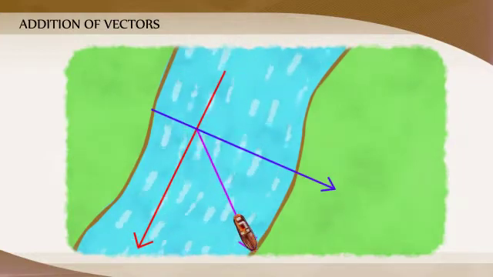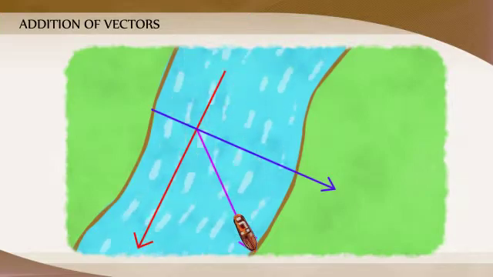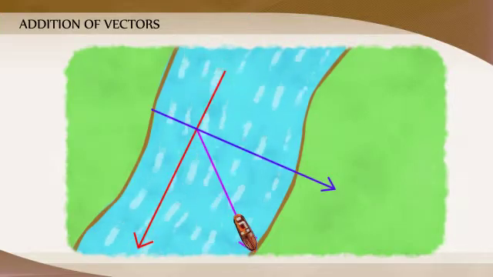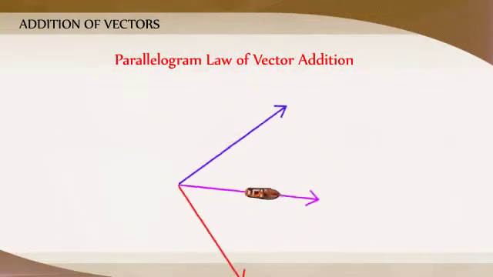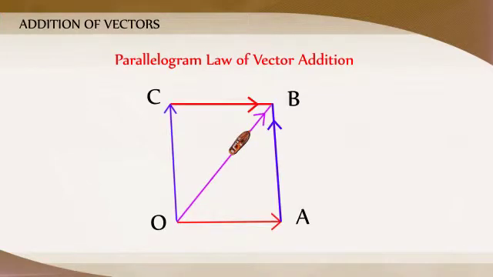Now, to get a clear idea about the effective speed and direction of the boat, we have the parallelogram law of vector addition. If we have two vectors, vector A and vector B, represented by the adjacent sides of a parallelogram in magnitude and direction, then their sum vector A plus vector B is represented in magnitude and direction by the diagonal of the parallelogram through their common point. This is known as the parallelogram law of vector addition.